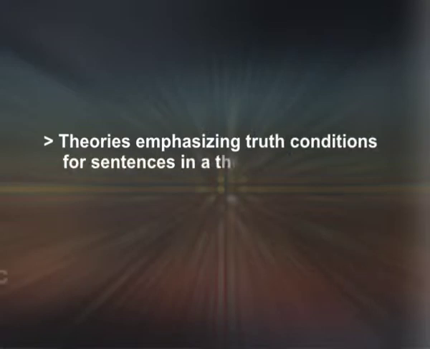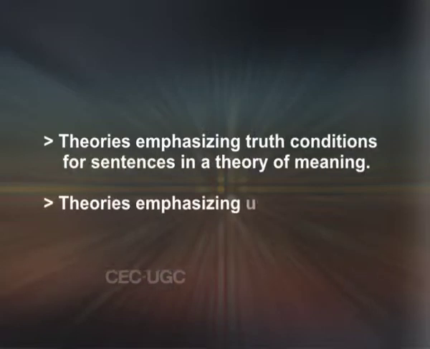The majority of views expressed in the field may be broadly listed into two groups: theories emphasizing truth conditions for sentences in a theory of meaning and theories emphasizing use. The first group is generally called truth conditional theories and the second group is broadly called use theories. Truth conditional theories follow the formal analysis put forward by Gottlob Frege, Rudolf Carnap, and Alfred Tarski. It has its origins in logical positivism, but they were able to eliminate logical positivism's more radical assumptions.